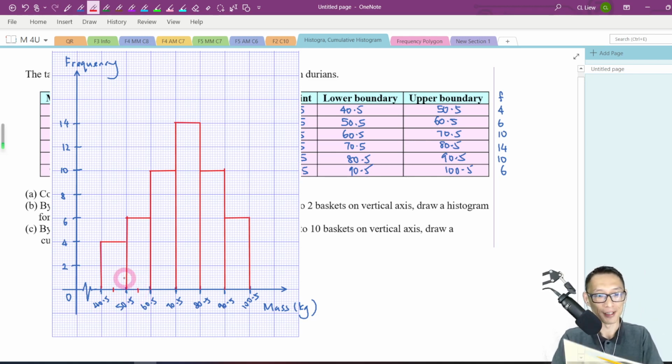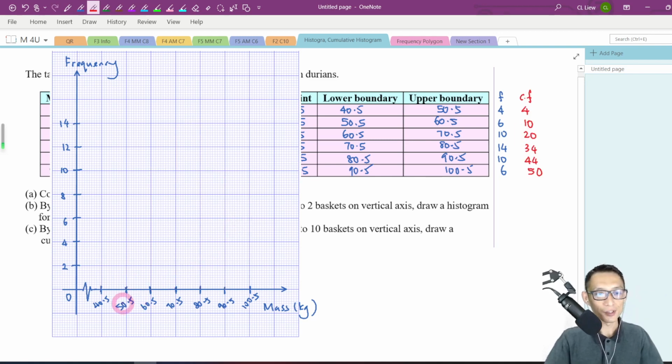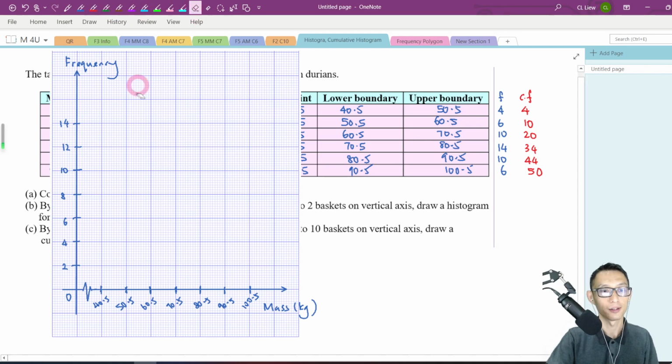Okay, now let's go to part C. Now we need to draw a cumulative histogram. From the name, we need to use cumulative frequency. This axis I can still use because the scale is the same: 2 centimeter to 10 kilogram, 40.5, 50.5, 60.5. This one I have to change because this time I need a scale of 2 centimeter to 10 baskets. So let me erase this one.